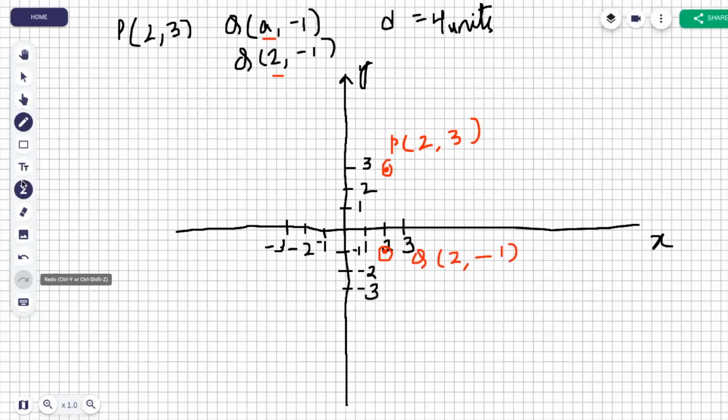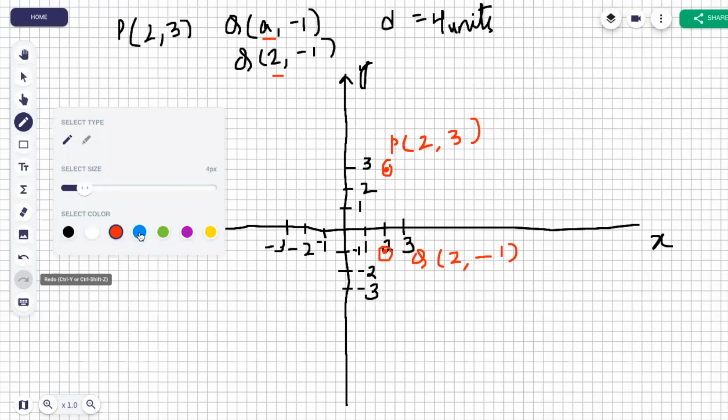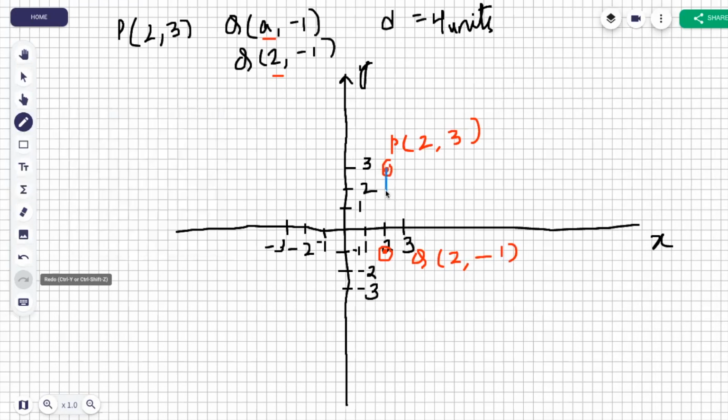So Q is 2, minus 1, which is here. I have these 2 points and I have the distance between these 2 points, which is this, and it is 4 units. So you can see the result is shown with the help of a diagram. I have drawn the axis roughly on this grid of mine. I have plotted the point P 2, 3 and Q 2, minus 1, and the distance between these points is 4 units. You can see this is 1, 2, 3 and 4. So this is the pictorial representation of the result.